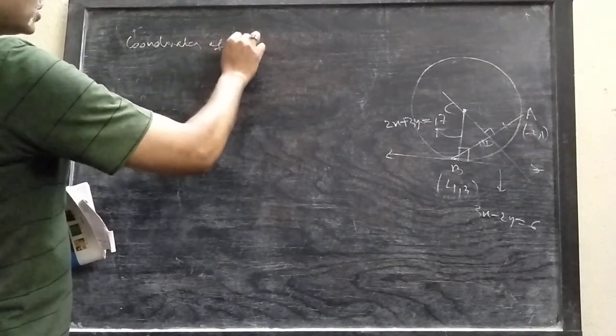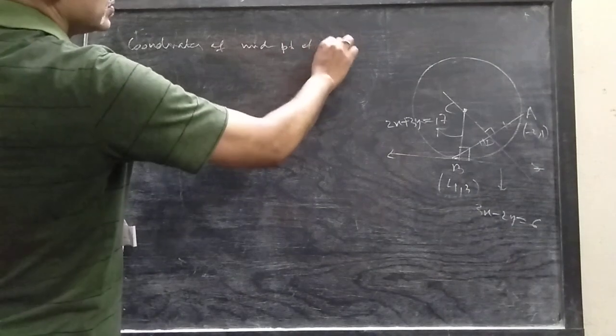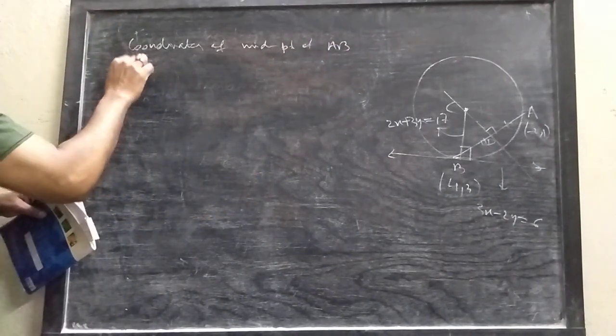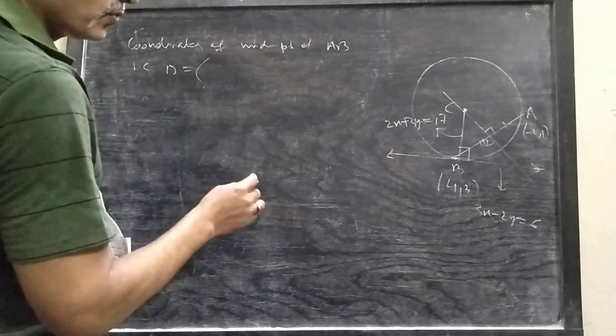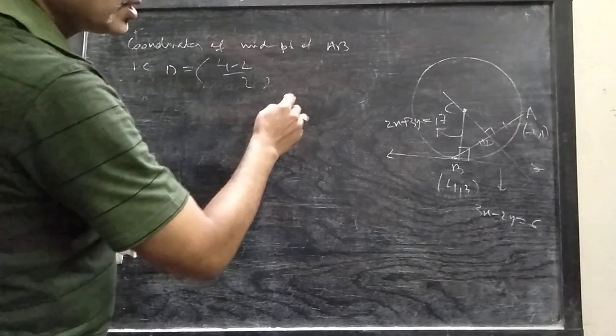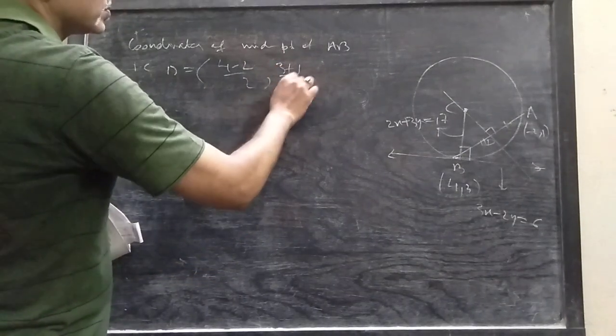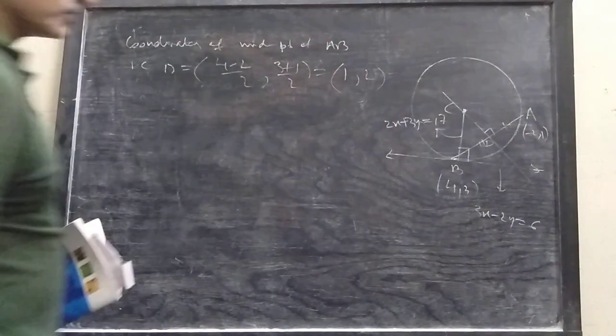Coordinates of midpoint of AB, that is D: (4 minus 2)/2, (3 plus 1)/2. So this is (1, 2).